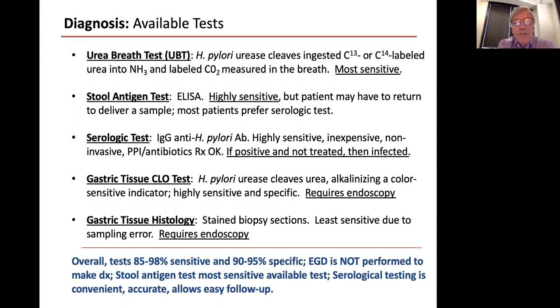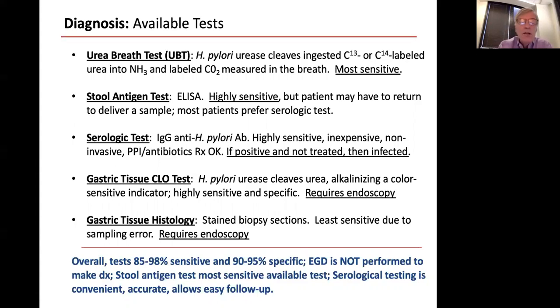Another important test is the CLO test. So this is a test for urease. Now, the H. pylori urease cleaves urea, alkalinizing a color-sensitive indicator. It's highly sensitive and specific, but obviously it requires endoscopy, and you certainly don't want to order endoscopy just to do a CLO test when you can do a non-invasive serologic test or a stool antigen test.